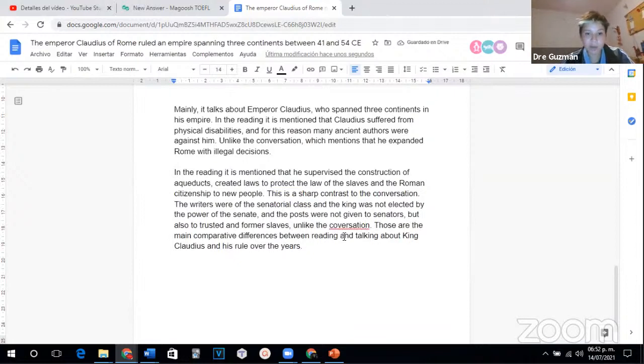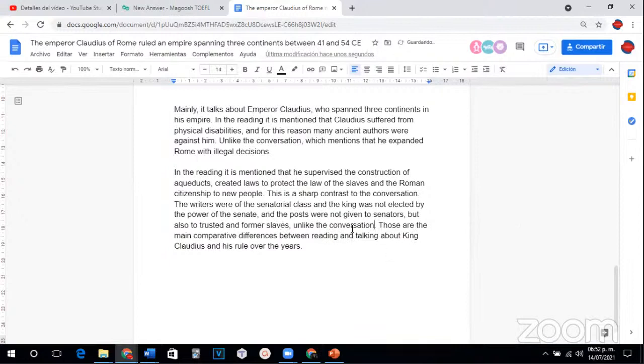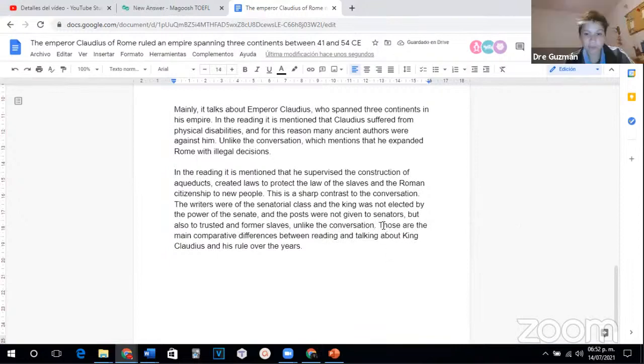Those are the main. Yeah, right. Sí, el autocorrect. Right. Los teclados. Yeah, those are the most comparative differences between the reading and talking. Maybe the better word would be lecture or the class about Emperor Claudius and his rule over the years.